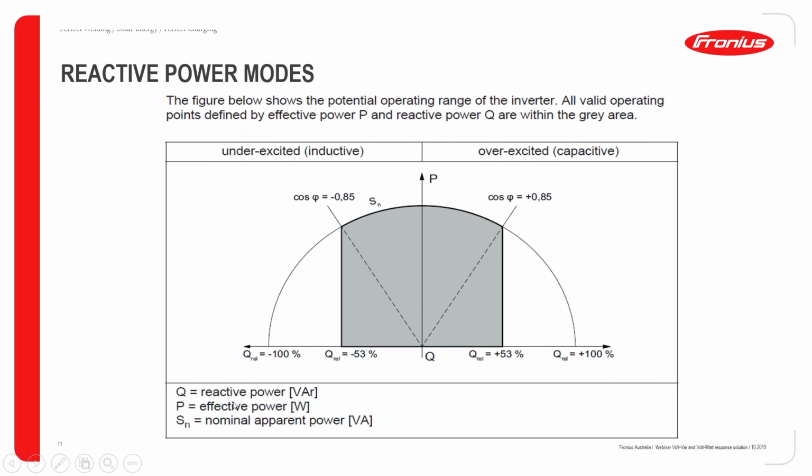Reactive power is always represented with VAR or kVAR. You would probably have seen that in commercial electricity bills. The effective power, which is the real power, is represented in watts, whereas the apparent power is the combination of real power plus reactive power, and it's given in VA. Sometimes you may have heard of the VA rating of an inverter. That's the apparent power of the inverter.